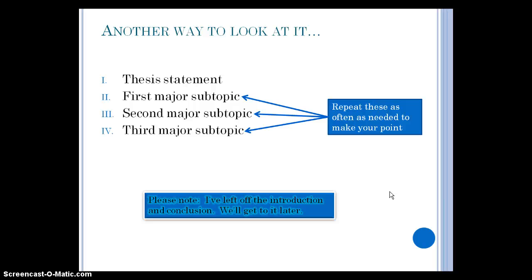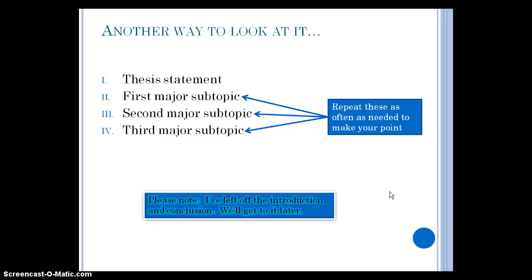Even shorter research papers, you could get by with 3 major subtopics. But as you start getting more extensive research papers, as you get on into college and beyond, there's going to be a lot more subtopics. Now, those subtopics, they're going to come from your research.